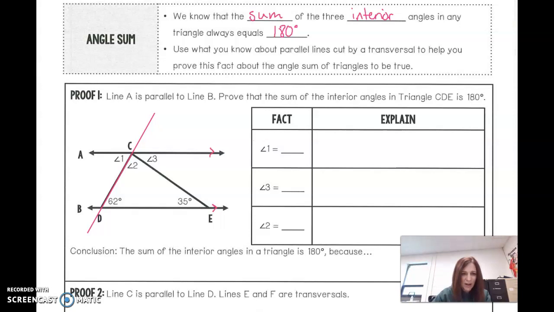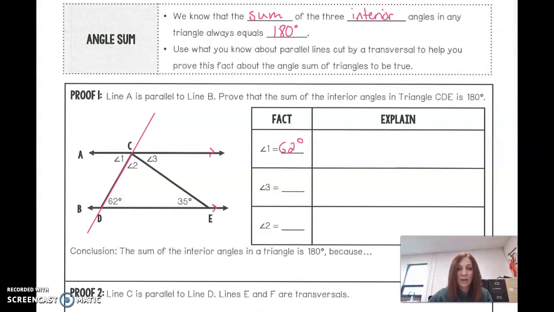So we have this parallel line, this transversal. Angle 1 right here, its corresponding angle is going to be down here. Nothing there. But if you look at the parallel lines and transversal, notice that angle 1 and 62 are on opposite sides of it. Alternate interior, inside the parallel lines, angles. And we know that alternate interior angles are congruent. So I'm going to say that angle 1 must be 62 degrees.